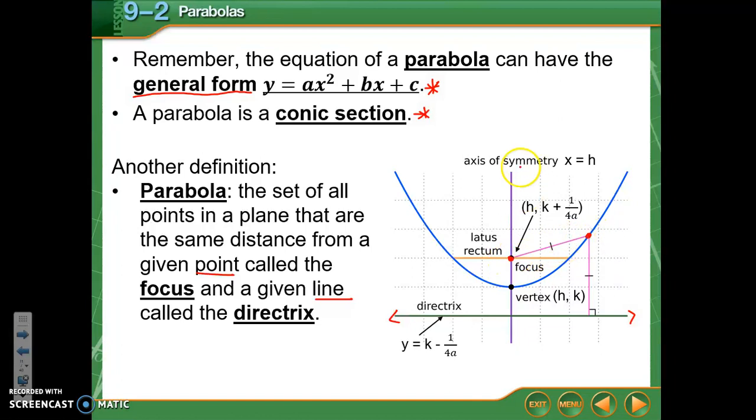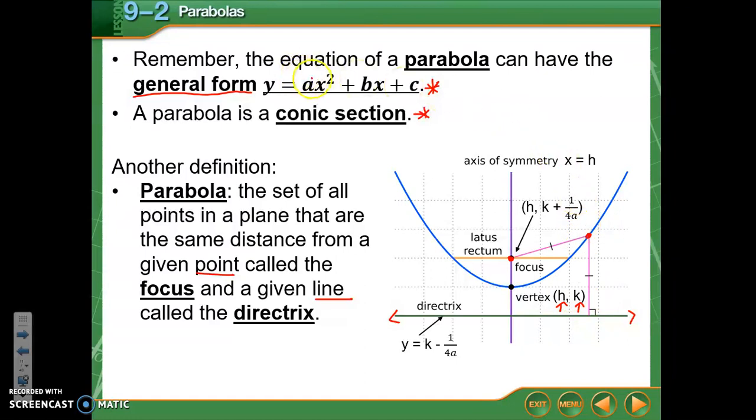Okay, so the focus is on the axis of symmetry, but it's different from the vertex. So the vertex is here, the focus is a little bit above it. All the points on the parabola are the exact same distance from the focus as they are from the directrix. Okay, so my axis of symmetry is still x equals h. Remember, h is the x-coordinate of the vertex, k is the y-coordinate of the vertex.